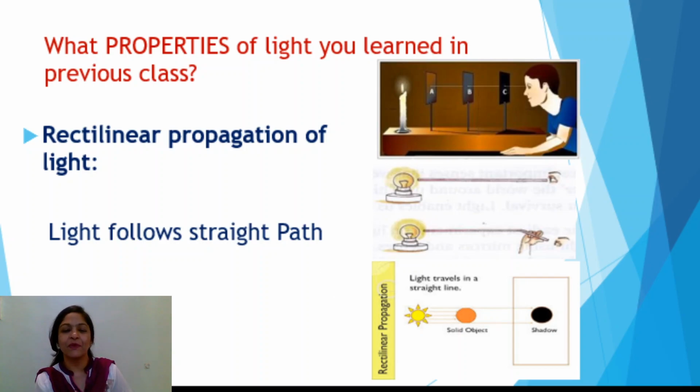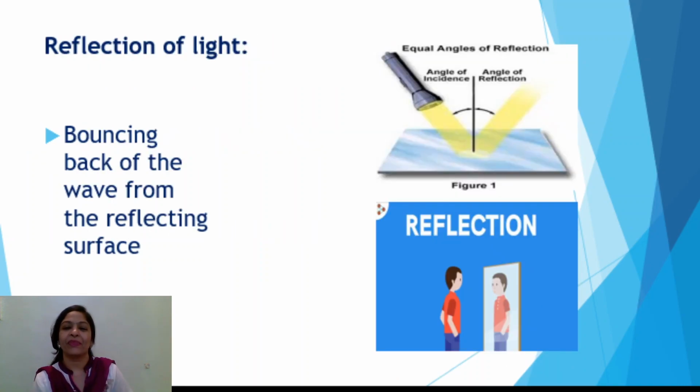Now the next property we will discuss is reflection of light. What is meant by reflection of light? Bouncing back of light into the same medium is known as reflection of light. Now here in the diagram we can see the light is propagating, incident on a plane surface, suppose it is a mirror, and bounces back. This phenomenon of light is known as reflection of light.